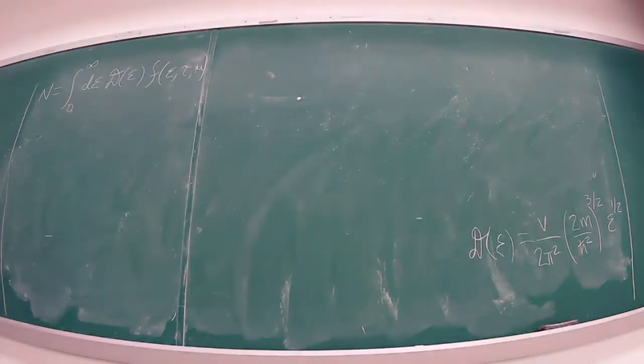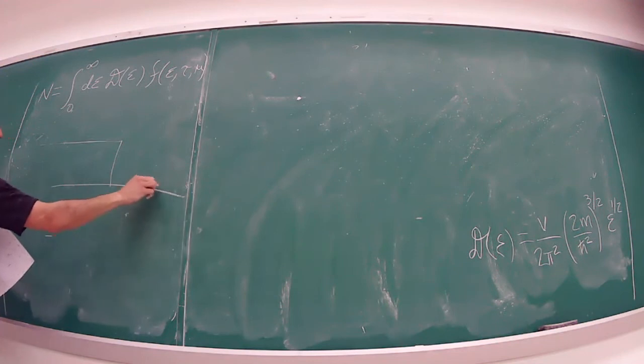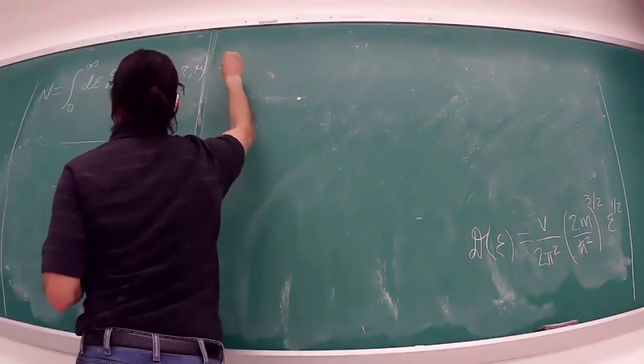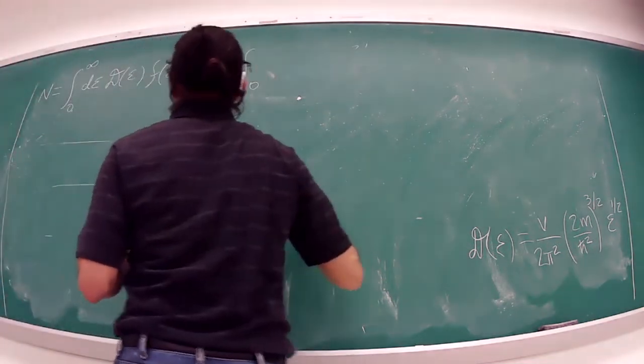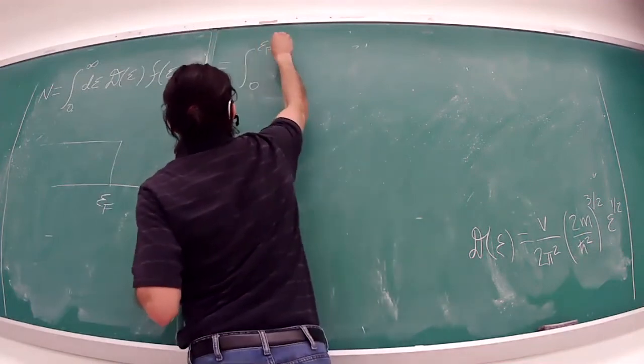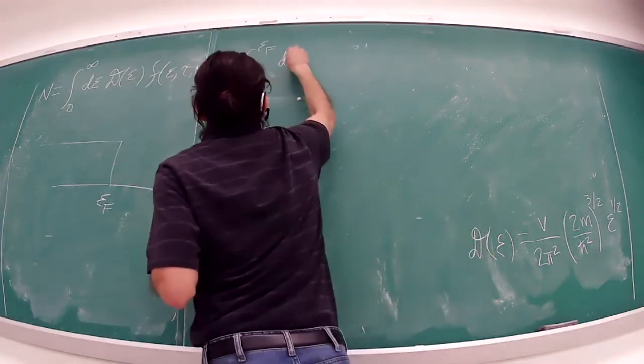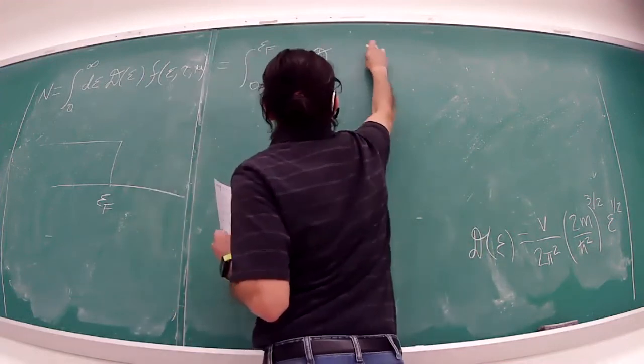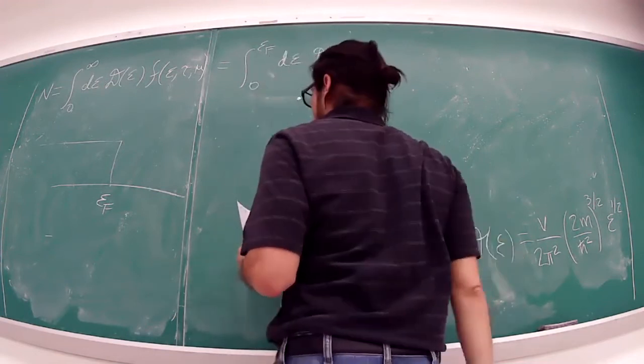So in the ground state, this Fermi Dirac distribution is going to be 1 and then 0, 1 below the Fermi energy and 0 above the Fermi energy. So then this is equal to the integral from 0 to the Fermi energy of dE, density of states of E.